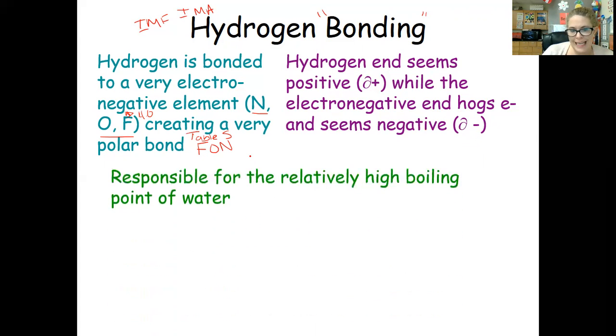So hydrogen bonding is a dipole-dipole attraction, but it's a very strong dipole-dipole attraction. So strong, it's got its own name, hydrogen bonding. So it's responsible for the relatively high boiling point of water.